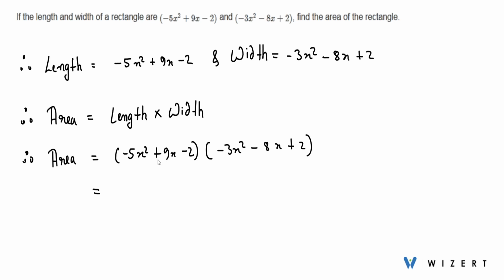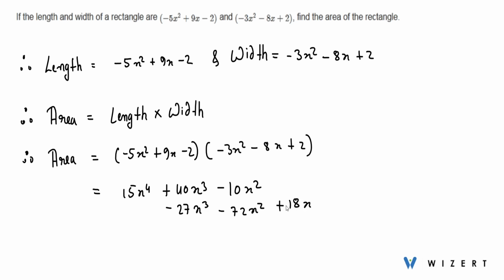So minus of 5x square multiplied by minus of 3x square will give us 15x raised to the power 4. Then minus of 8x multiplied by minus of 5x square will give us minus and minus will become plus, so it will become 40x cube, and then we have minus of 10x square. After that, 9x multiplied by minus of 3x square will become minus of 27x cube. Then 9x multiplied by minus of 8x will become minus of 72x square, and finally we have 18x.